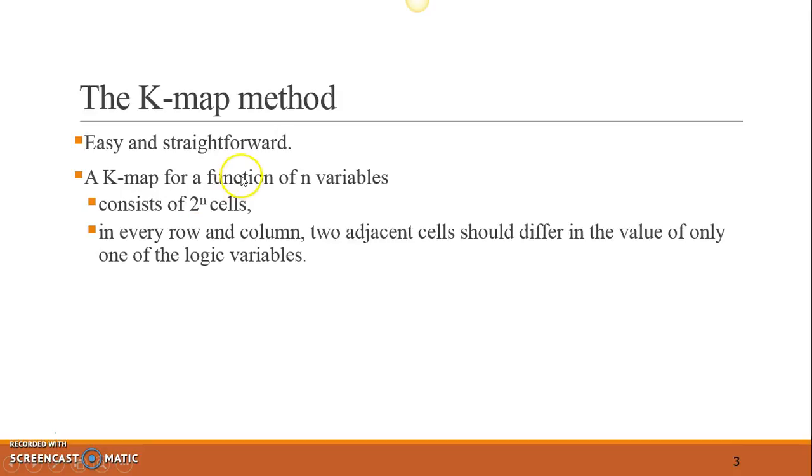Kmap consists of several cells. Typically for n variables it has 2 to the power n cells. In every row and column, the rule for two adjacent cells is that they should differ in the value of only one of the logic variables.